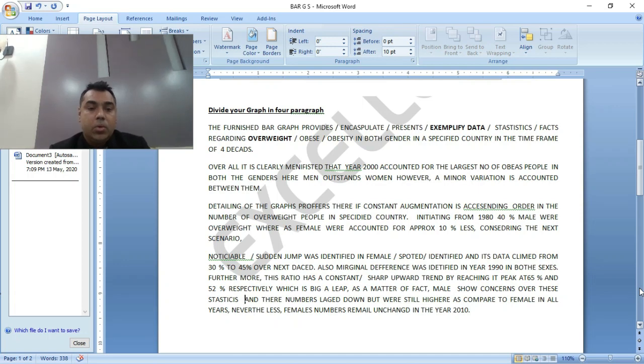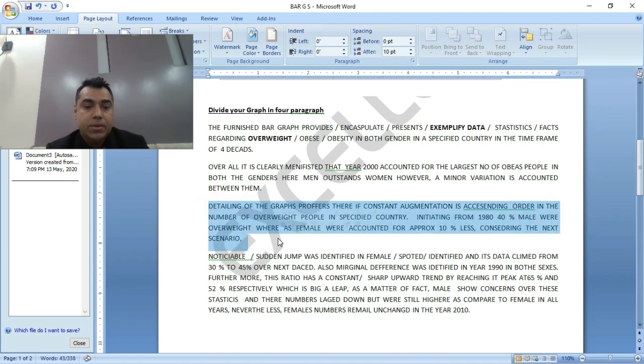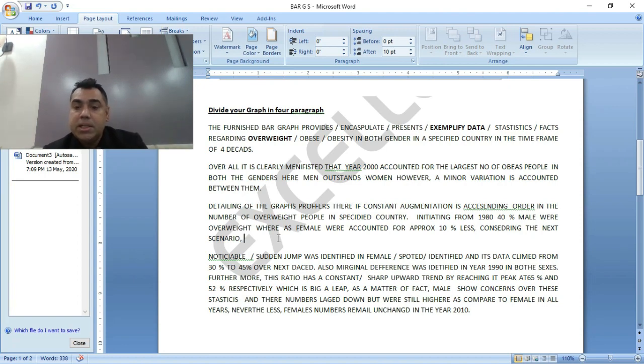Okay, guys. Now, looking at paragraph number 3 and 4, here is the thing. That's paragraph number 3. Detailing of the graph offers there is a constant augmentation in ascending order of the number of the overweight people in specified country. Initiating from 1980, 40% male were overweight, whereas females were accounted for approximately 10% less. Considering the next scenario, and then you can continue.